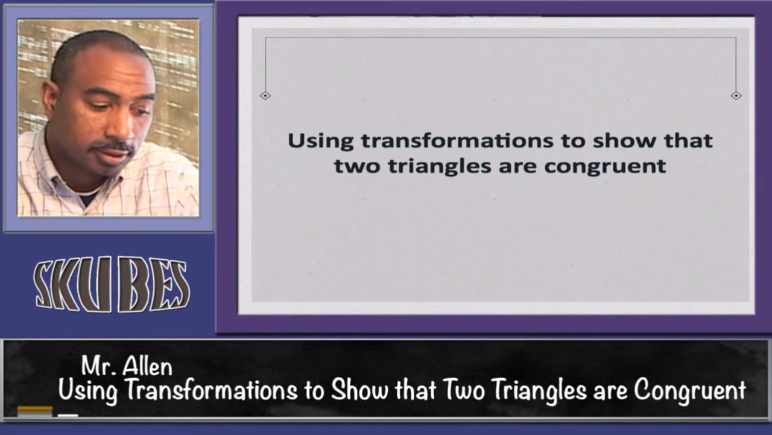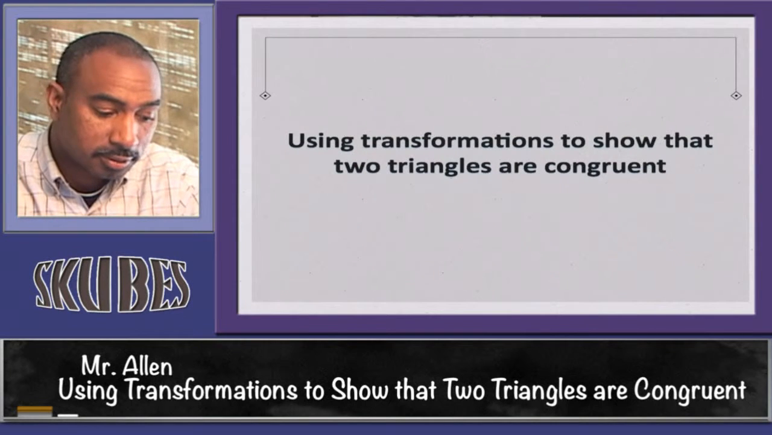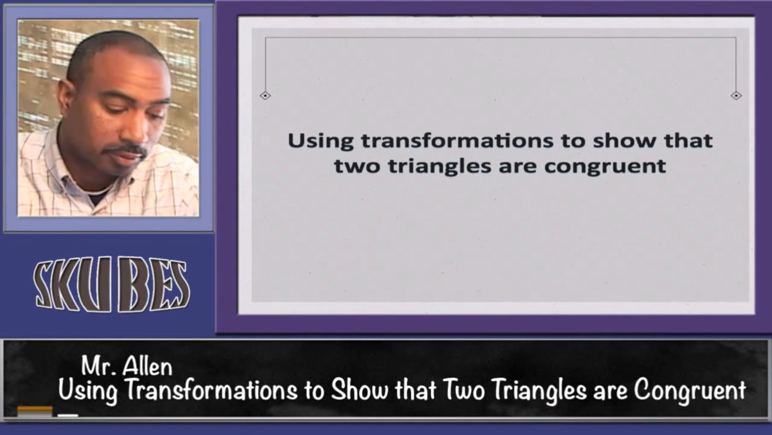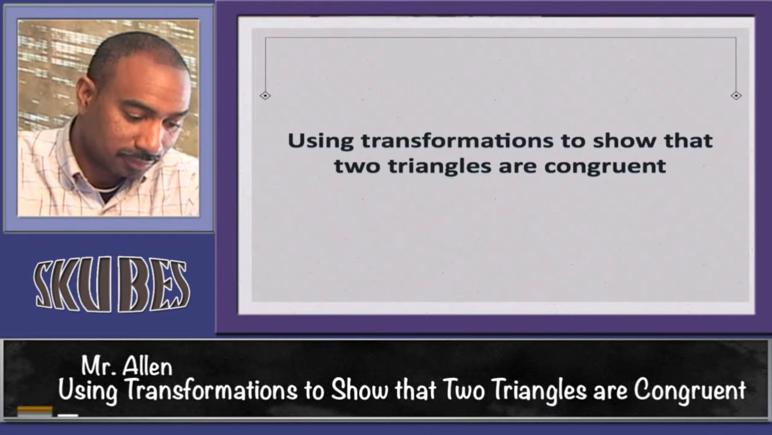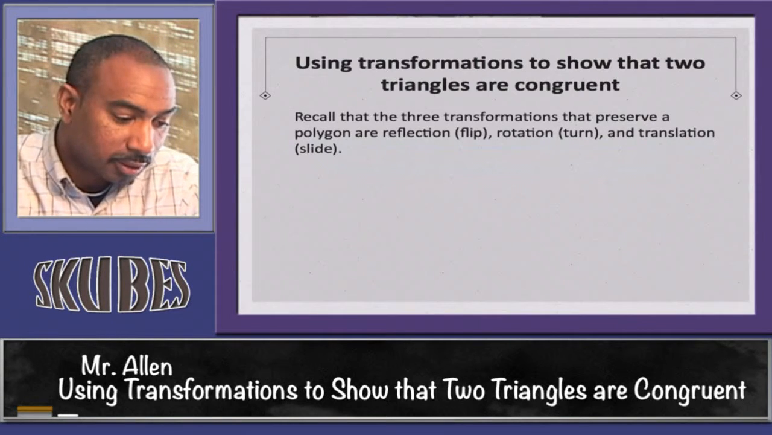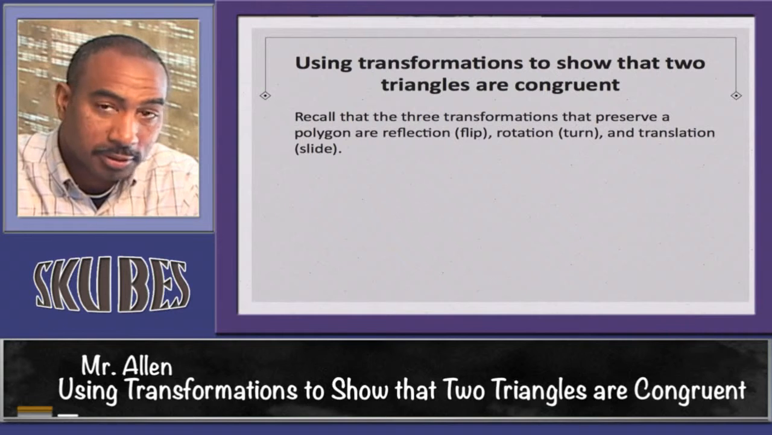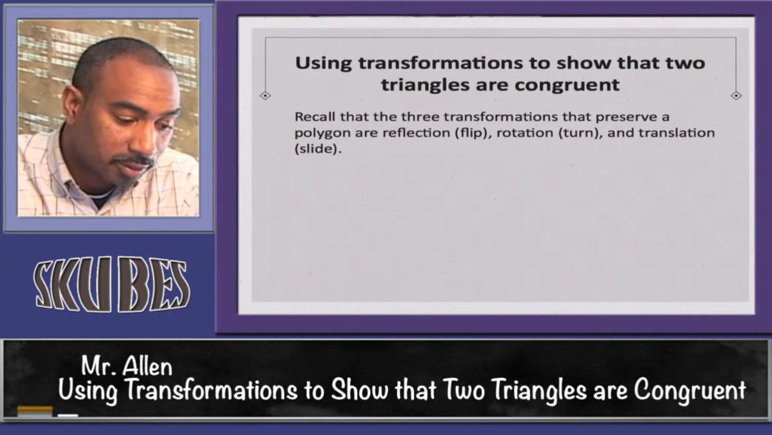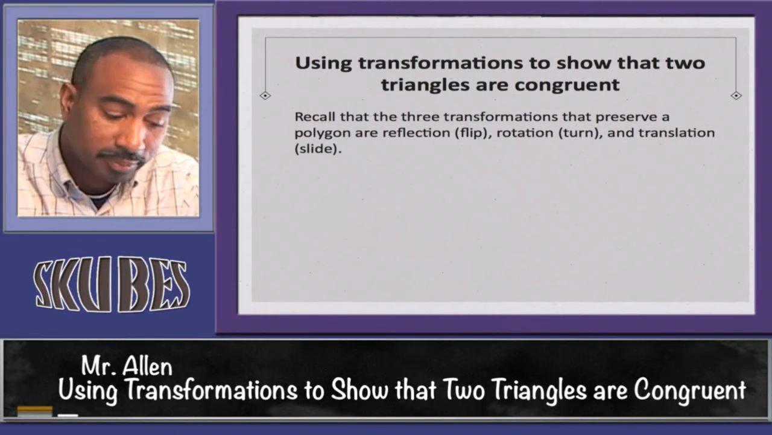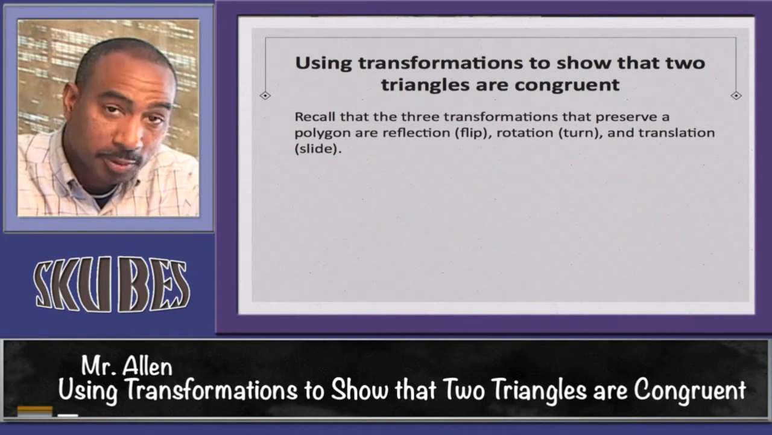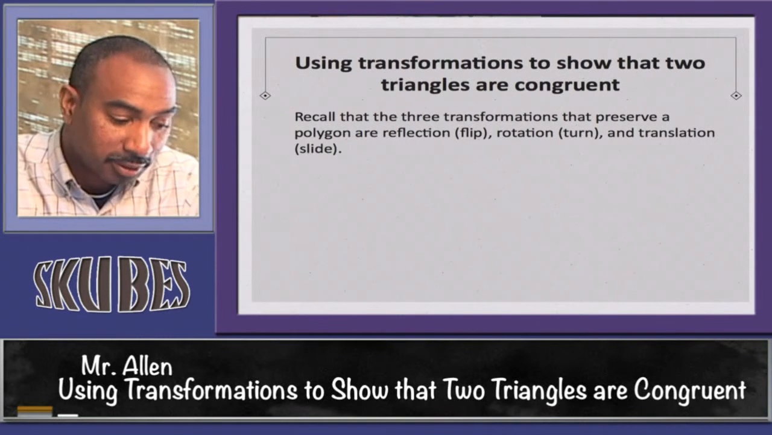All right, today's lesson is on using transformations to show two triangles are congruent. Recall the three transformations that preserve a polygon are reflection, or flip, rotation, sometimes we call that a turn, and translation, or slide.